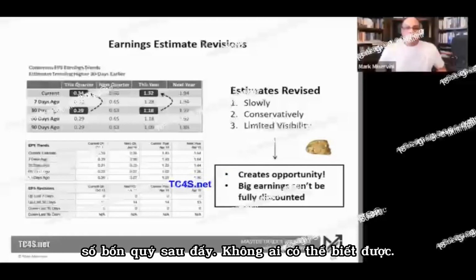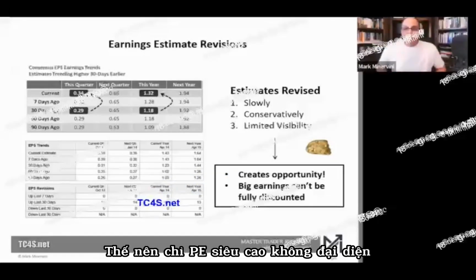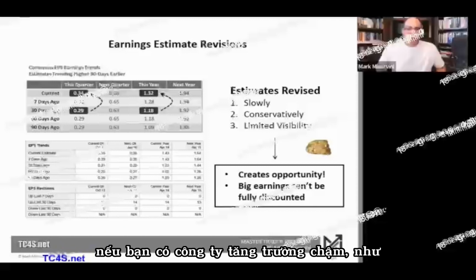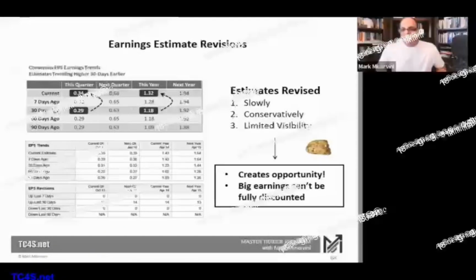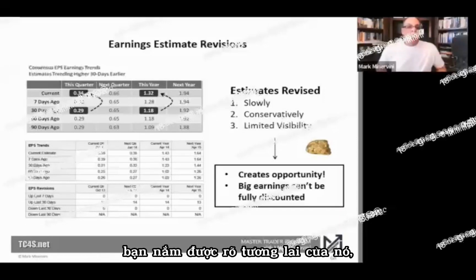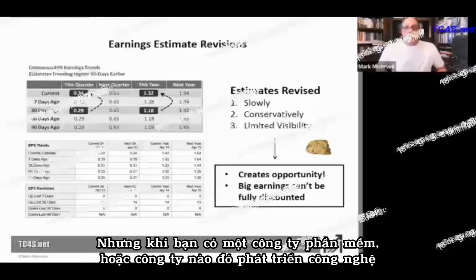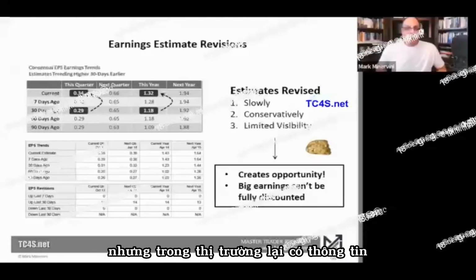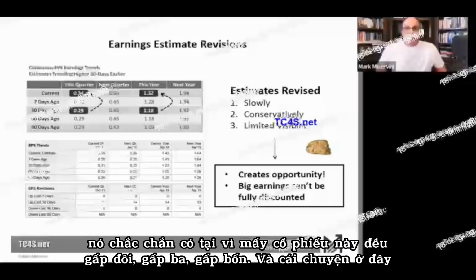Nobody could know that. And this is why when you get this super high PE, it doesn't really represent the true valuation when you have big earnings. If you have a company that's growing really slow, like a grocery store growing at 4% a year, yes, you can get a pretty good idea and the visibility is going to be a lot better. That's why there's no opportunity there. But when you get some software company or some companies on the cutting edge of a new technology, like when the internet stocks came out and nobody had a clue as to what that meant, there was some intelligence in the market, because those stocks all doubled, tripled, quadrupled.